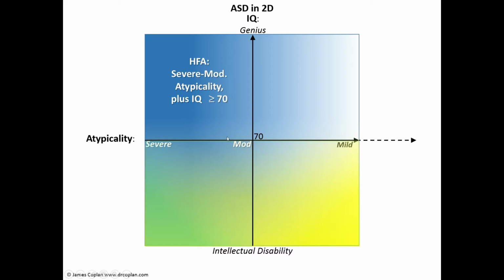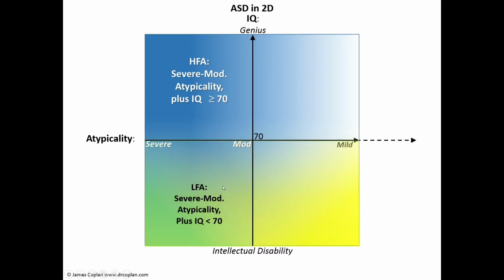But high-functioning autism, so-called, is embodied by individuals who have moderate to severe atypicality. In other words, on the left side of the x-axis, but they also have IQ in the normal range, so they're above 70 somewhere. In distinction, down here, we have individuals who have exactly the same degree of atypicality. Remember, they're in the same place on the horizontal axis, but on the vertical axis, they're down here in this range below an IQ of 70.